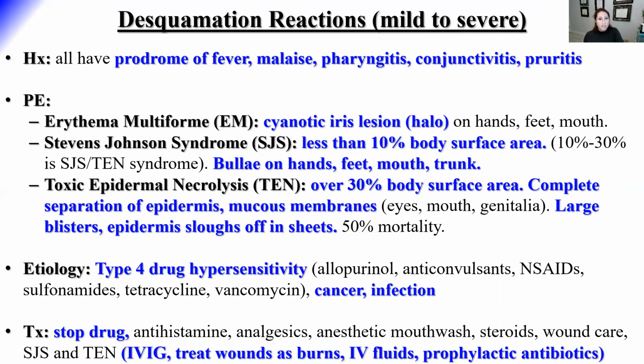Treat them with antihistamines to help alleviate the itching, analgesics if it's painful, and an anesthetic mouthwash. If they're having bulla in the mouth, you want to protect that mouth. Steroids, wound care. SJS and TEN should be treated like burn patients because they're losing that epidermis. So they're going to get immunoglobulins. Their wounds are going to be treated as burns would be. You want to replace their fluids, and then you want to treat them with prophylactic antibiotics.